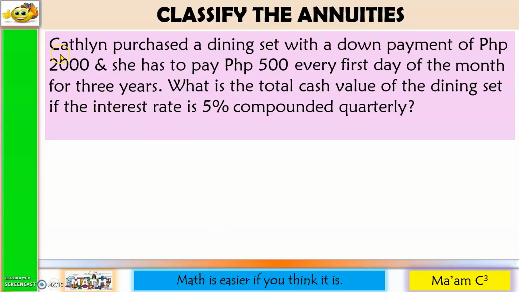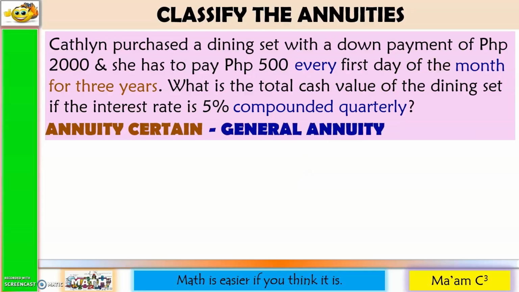So it says here that Kathleen has to pay for 3 years. So this is annuity certain. And the payment has to be every month, while the interest is compounded quarterly. So the interval of payment is monthly, the interest is compounded quarterly, they do not coincide. So this is general annuity, and she has to make the payment every first day of the month. So this is annuity due.